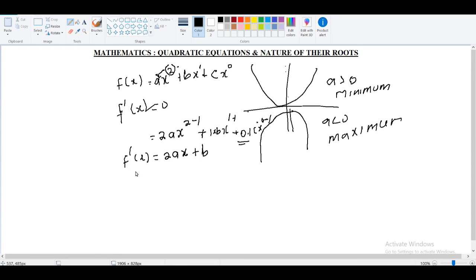So at the maximum point we said f prime of x must be 0, so this part here, f prime of x, is equal to 0.